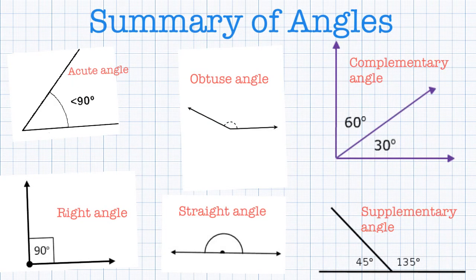So here's the final summary of all the angles. You've got the acute angle, which is less than 90 degrees, the right angle, which is 90 degrees, the obtuse angle, which is more than 90 degrees, yet less than 180 degrees, the straight angle, which is 180 degrees, the complementary angle, which is two angles that sum up to 90 degrees, and lastly, the supplementary angle, which is the sum of two angles that are 180 degrees together.